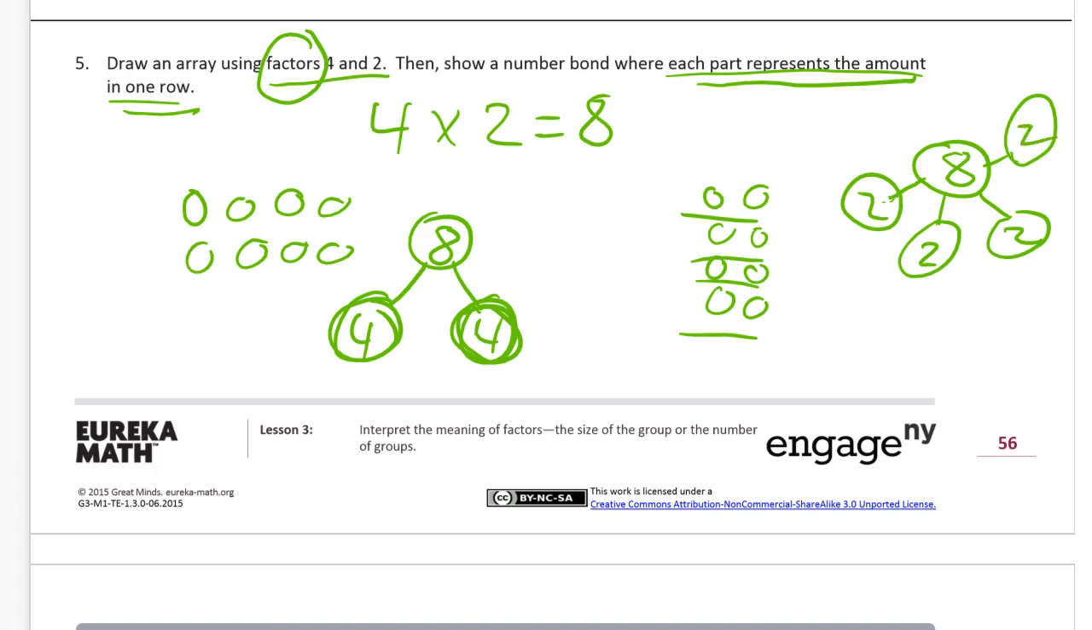4 2s. So you're either going to have this, and this multiplication equation, 4 rows of 2, really goes with that array. For this one, the multiplication equation, we'd write it more like 2 rows of 4 equals 8.